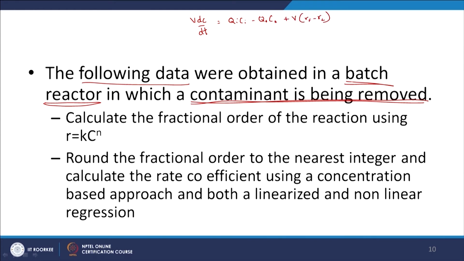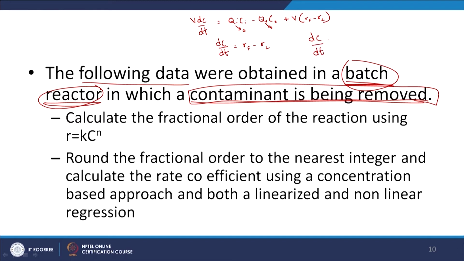But here it is a batch reactor, so Qn Cn and Q out C out would be 0, there is no flow coming in or going out. Now I am just left with dc by dt is equal to rate of formation minus rate of loss. And here the key is again that the contaminant is only being removed. So, what do I end up with? dc by dt is equal to minus rate of loss, or that rate of loss is equal to minus dc by dt. This is the key that we need to garner from the particular scenario here.